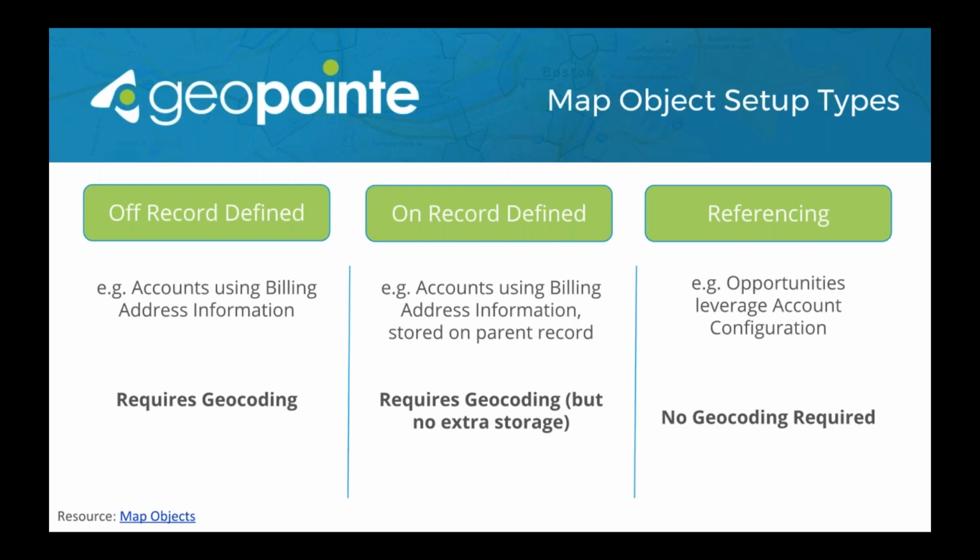The last one is referencing. What referencing does is if the address does not exist on that object, it exists on a related object, you can point to that. So the example we have here, opportunities. For most setup purposes, people are using the account address for their opportunities. In those cases, you can set up opportunities to automatically look at your already created accounts map object. So in that case, it's not actually doing any additional geocoding and it's not taking up any additional storage space.